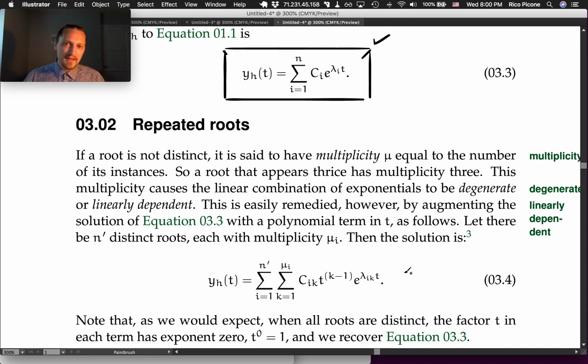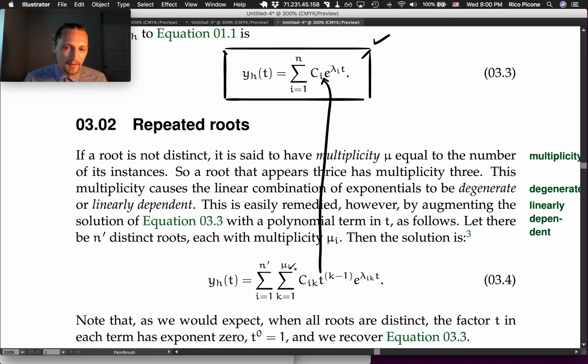So it's the same as this one, except now we've interpolated this t term in there, right? We've stuck the t term right in there, and we got this double sum, but really it's just about the indices. So what happens when mu is greater than 1? If mu is equal to 1, if no multiplicity per se, then we just have t to the 0, and we recover this solution.